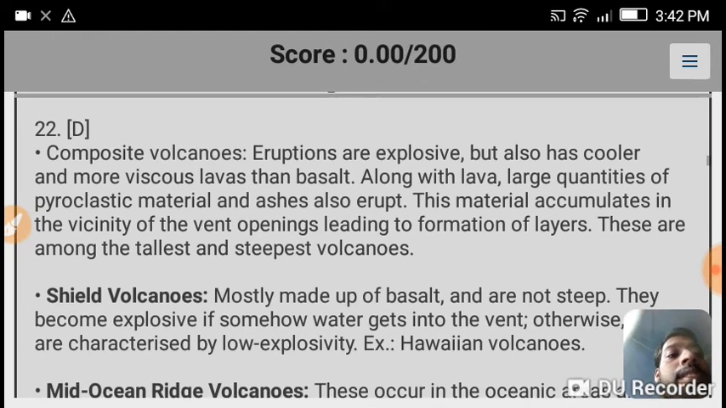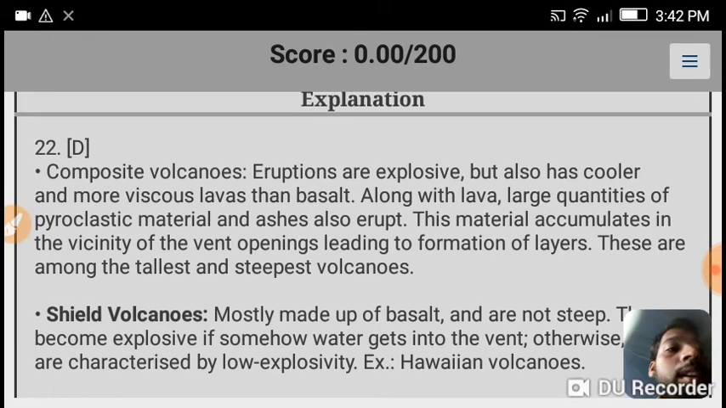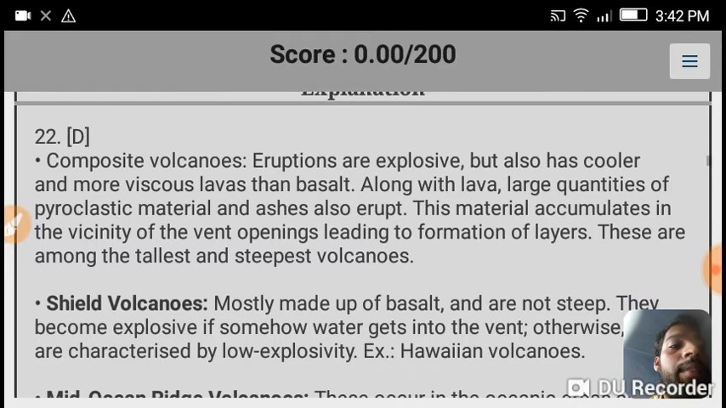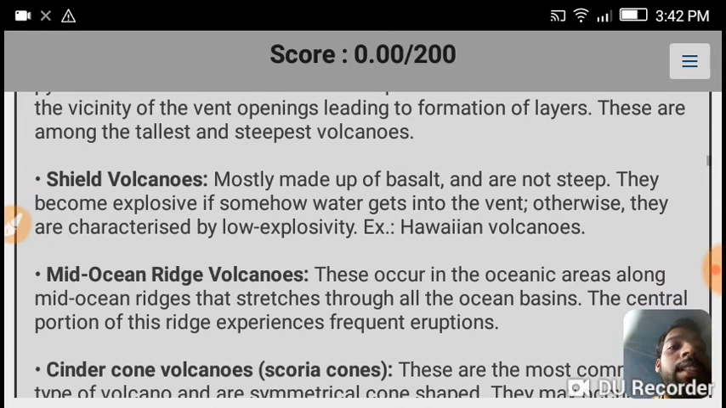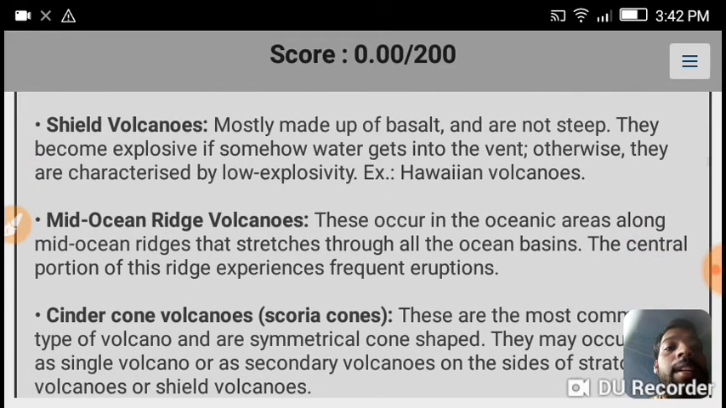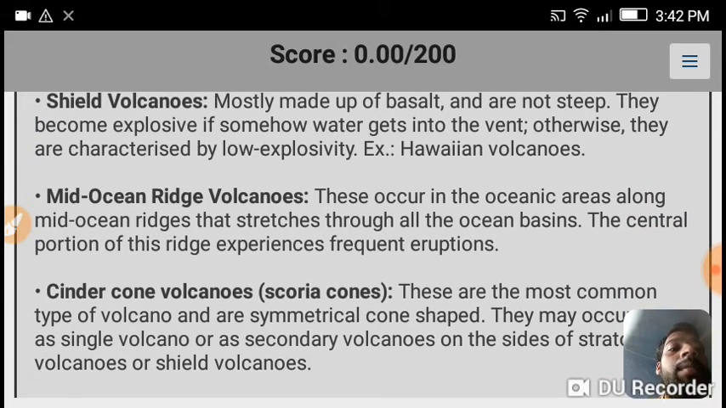Composite volcano eruptions are explosive, but also have cooler and more viscous lavas than basalt, and along with the lava, large quantities of pyroclastic materials and ashes erupt, accumulate in the vicinity of the vent opening, leading to formation of layers. These are among the tallest and steepest volcanoes. Shield volcanoes are mostly made of basalt and are not steep. They can become explosive if somehow water gets into the vent. Otherwise, they are characterized by low explosivity.